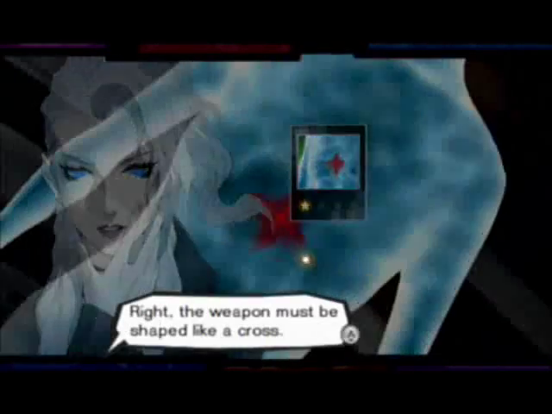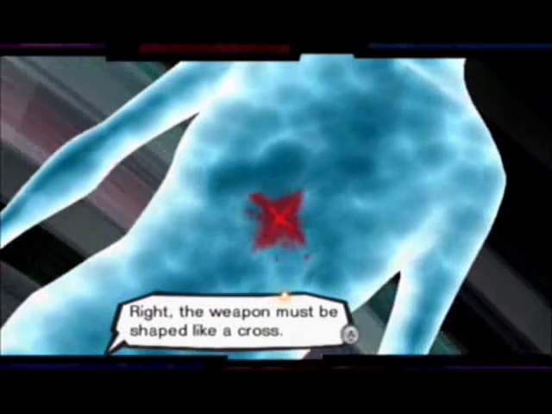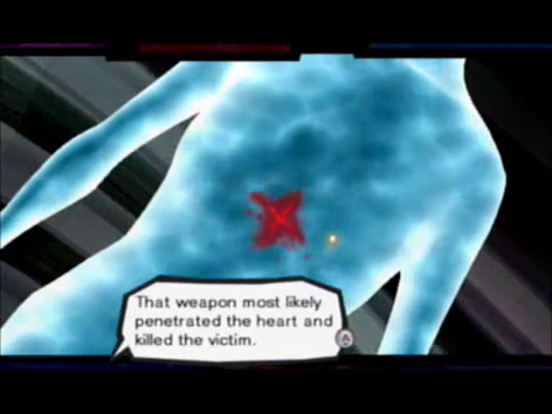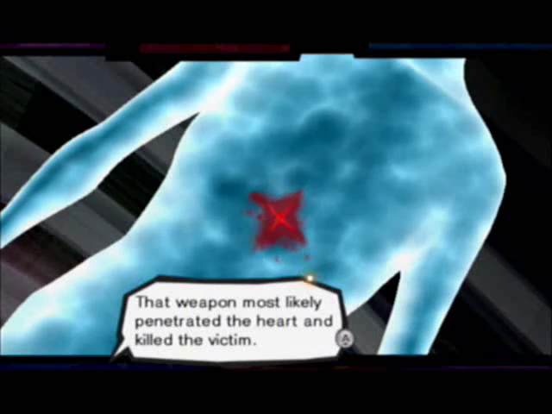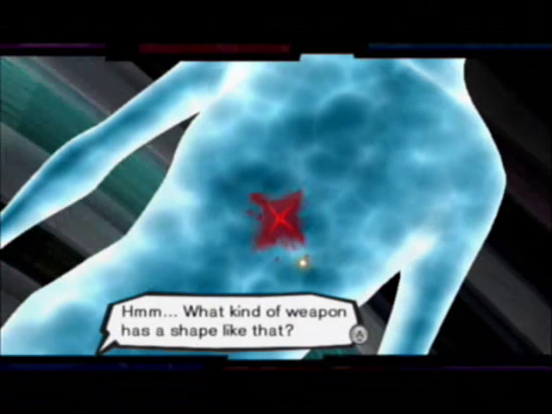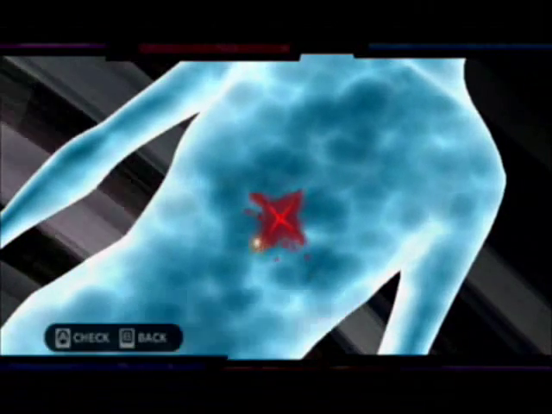Now, what would cause this? Right. The weapon must be shaped like a cross. That weapon most likely penetrated the heart and killed the victim. What kind of weapon has a shape like that?